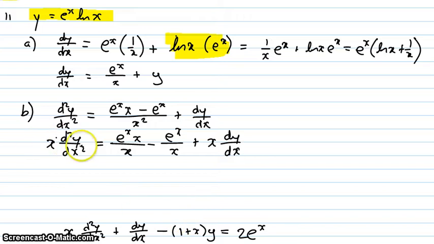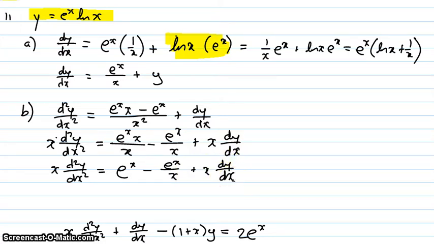Okay, and that can further simplify to x d2y dx squared is equal to e to the x minus, now where have I seen this e to the x over x business before? I've seen it up here, so that's certainly hinting something to me. I may want to use that later on, and I still have this x dy by dx business to take care of.